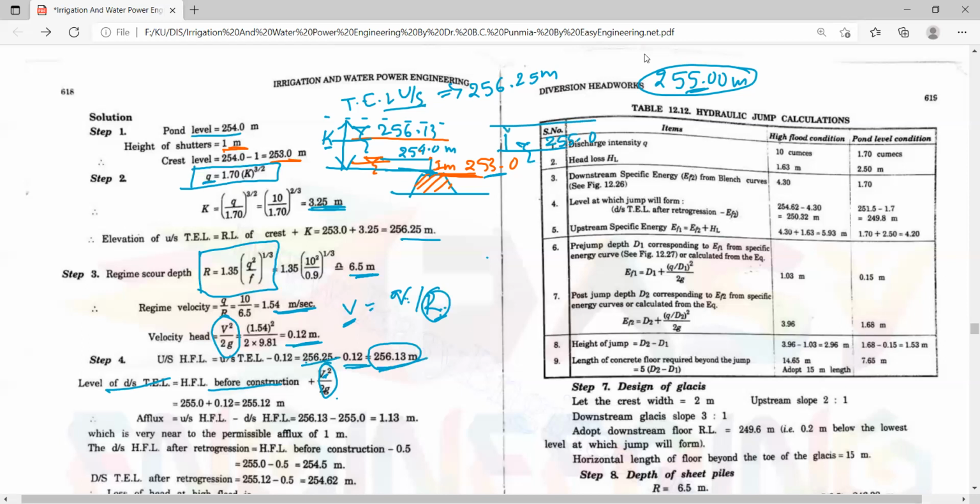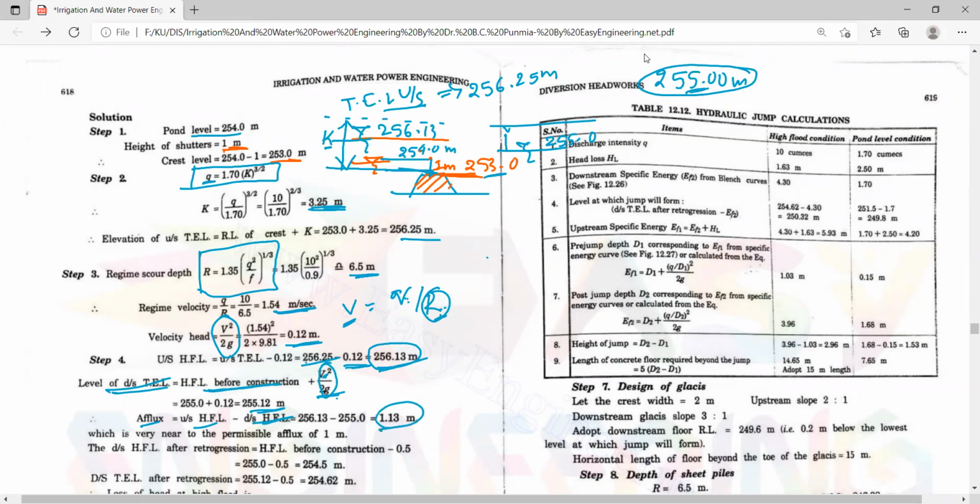So total energy line will be equal to high flood level plus V square by 2g. High flood level plus V square by 2g, so you are getting 255.12 meters. Now I want to calculate the afflux. So afflux is the level difference between the upstream side and downstream side high flood level. Level difference is nothing but afflux. So here we are getting 1.13 meters.